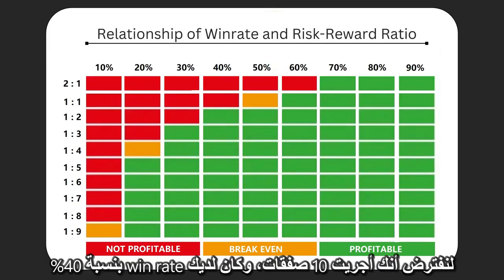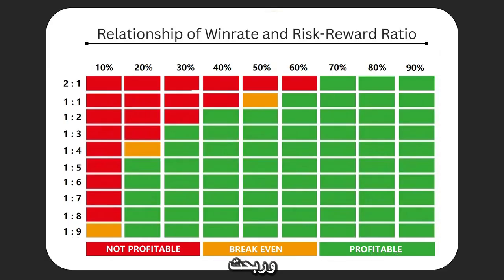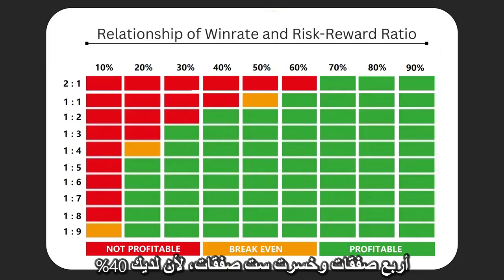So let's say you had 10 trades, right? And you had a win rate of 40%, right? And you won 4 trades and lost 6 trades, right? Because you had a 40% win rate.